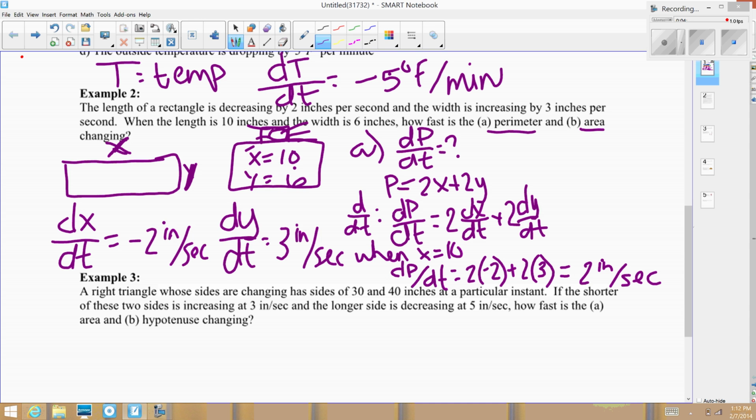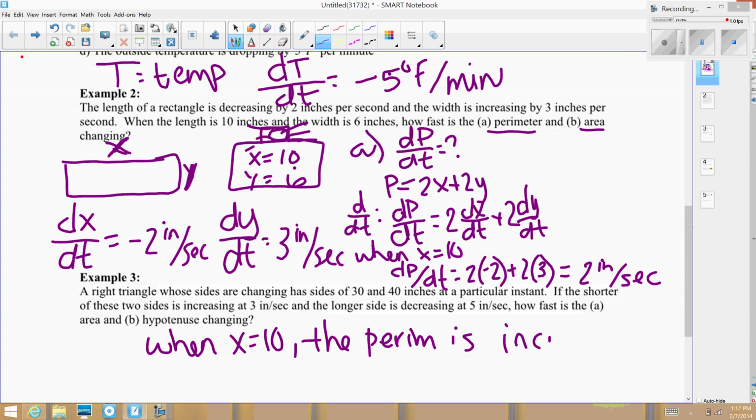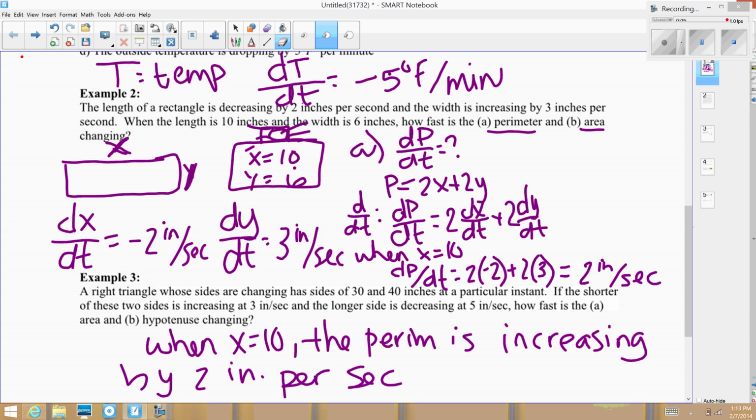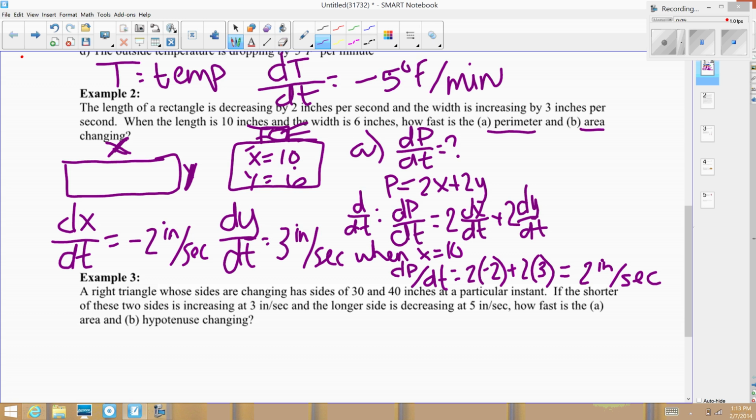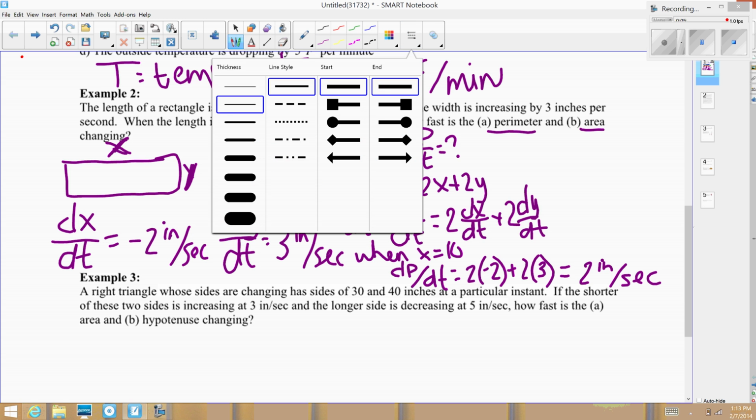I'm going to write this and then I'll erase it. My pen's too big. All right, so as a summary, when x equals 10, the perimeter is increasing by 2 inches per second. All right, that's your summary statement. That's explaining what it is. Now I'm going to erase that so I have more space. All right, and I'm going to try to make this a little smaller. All right, maybe that'll help.